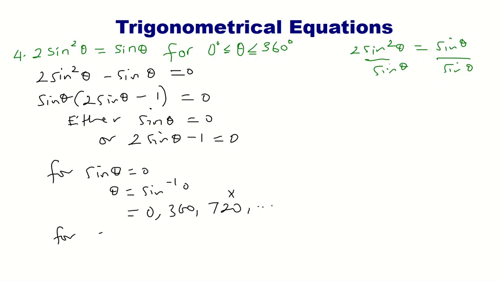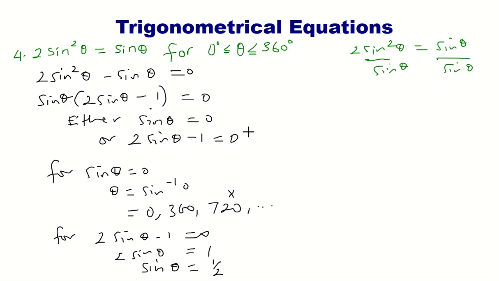If 2 sine theta minus 1 is the one that is equal to 0, it means my 2 sine theta would be equal to, take the one on the other side, we have this. So it means we have sine theta as 1 over 2. We've already seen something like this also. Let's go through it.